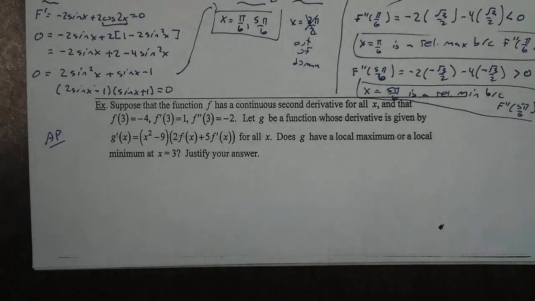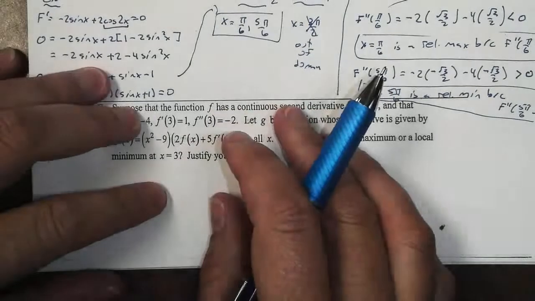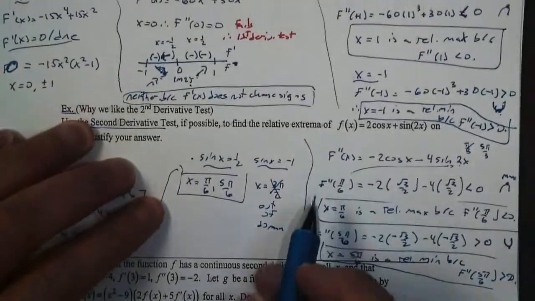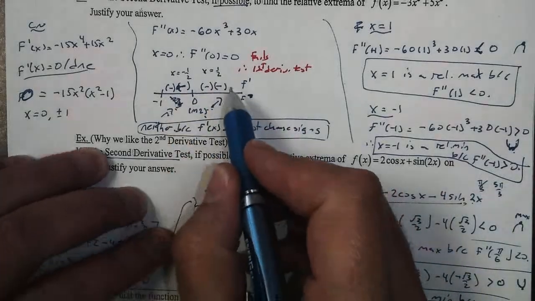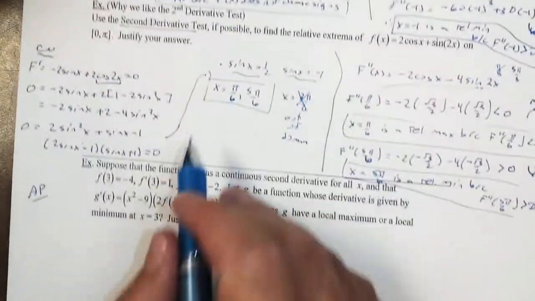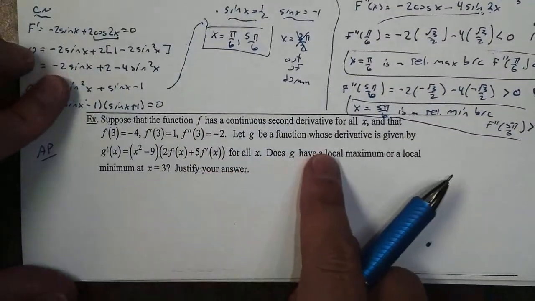So we've also talked about how we don't always have to use the second derivative test to determine if we have a maximum. We can also use the first derivative test. So the AP will sometimes give you a question like this.